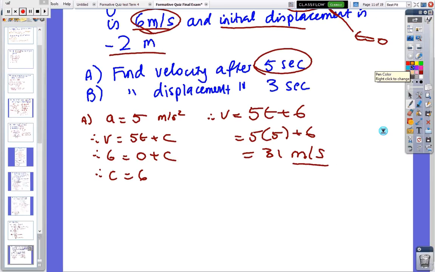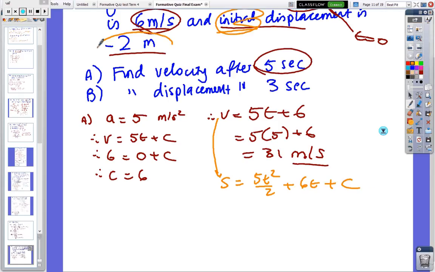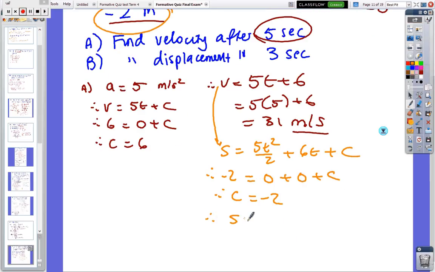Okay, now once we've got velocity, now we can do displacement. So we've got 5t squared on 2 plus 6t plus c. The initial is time equals 0, displacement equals minus 2. So we get minus 2 equals 0 plus 0 plus c. So c equals minus 2. So the displacement formula is this one. And then the time is 3 seconds.